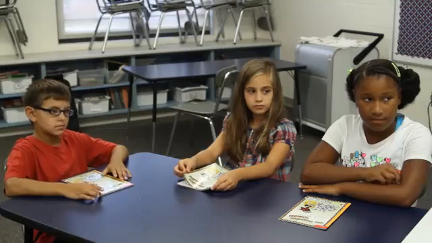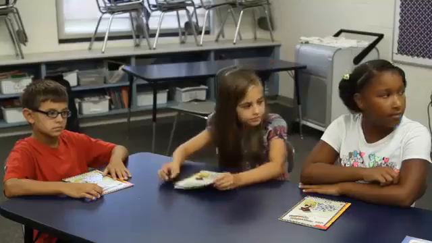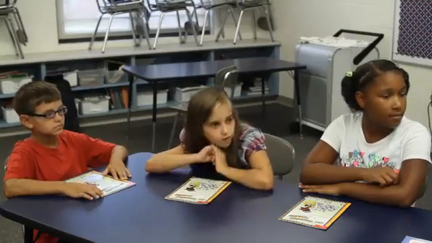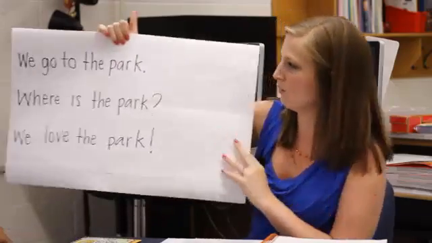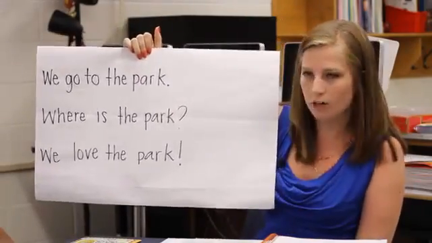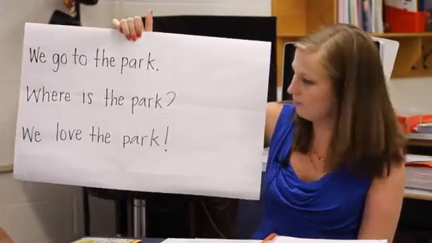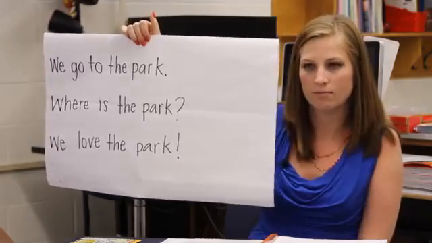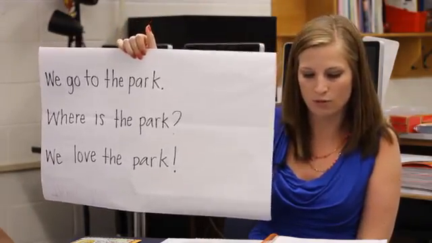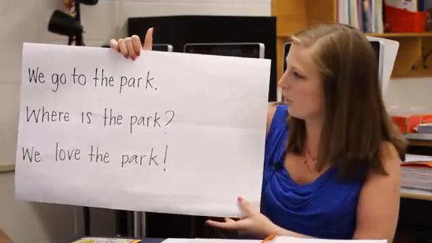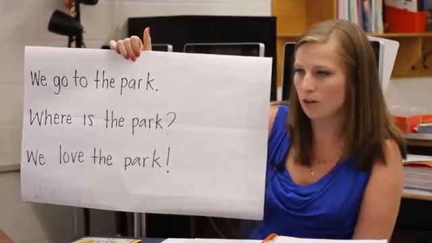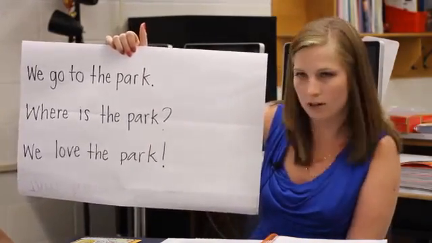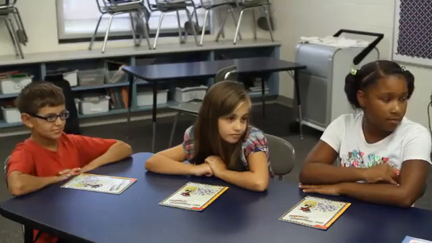All right, next we're going to talk about fluency. And so we're going to focus on that today, that we read different types of sentences differently. So I've got these 3 sentences here, and I'm going to read them the first time one way, and then I'm going to change my voice and see if you notice the difference. We go to the park. Where is the park? We love the park. So there's my first read through. Now, watch what I do when I change my voice. We go to the park. Where is the park? We love the park.